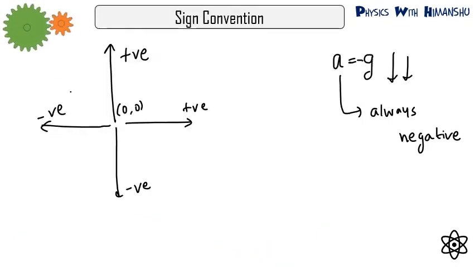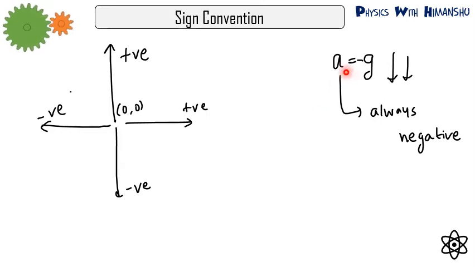So remember, while solving questions for motion under gravity, the point from which you will release the ball, or from which you will launch an object, should be taken as 0, 0. The upward direction will be positive, downward will be negative, right-hand side will be positive, and left-hand side will be negative. I explained to you how to use this convention in numericals.